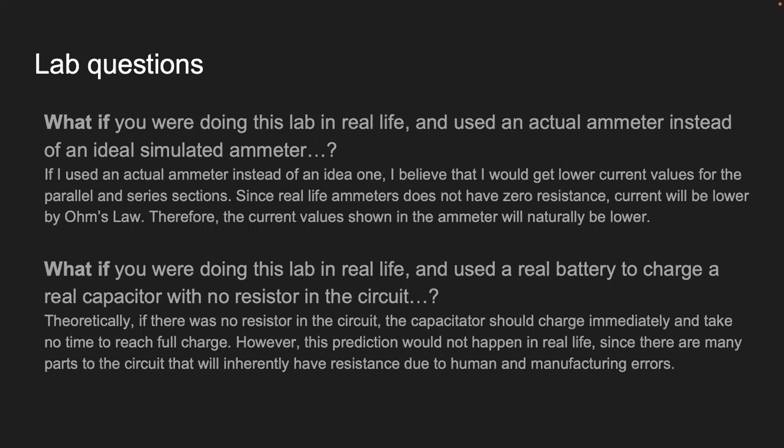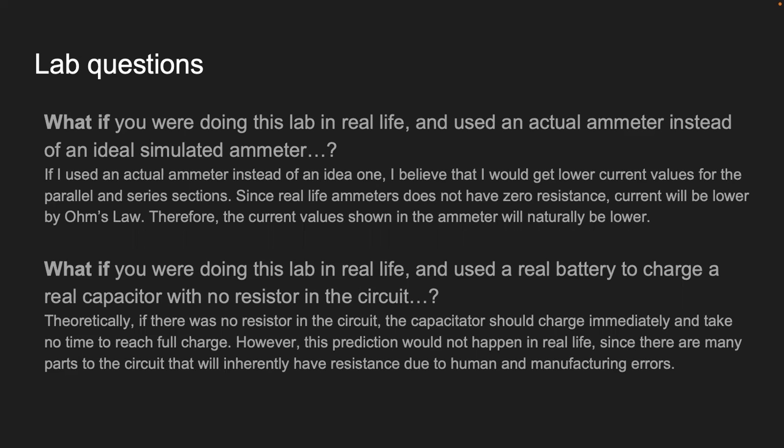For the first what-if question, I answered that if I use an actual ammeter instead of an ideal one, I believe that it would get lower current values for the parallel and series sections. Since real life ammeters do not have 0 resistance, current will be lowered by Ohm's law. Therefore, the current values shown in the ammeter would naturally be lower.